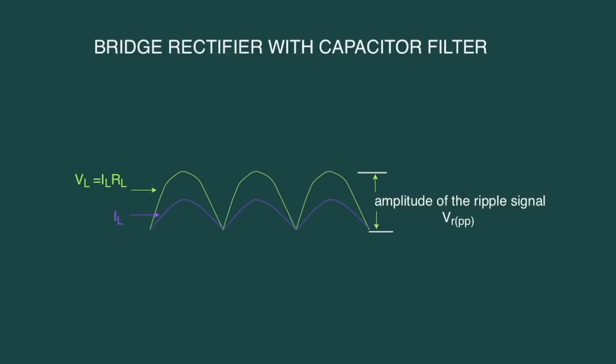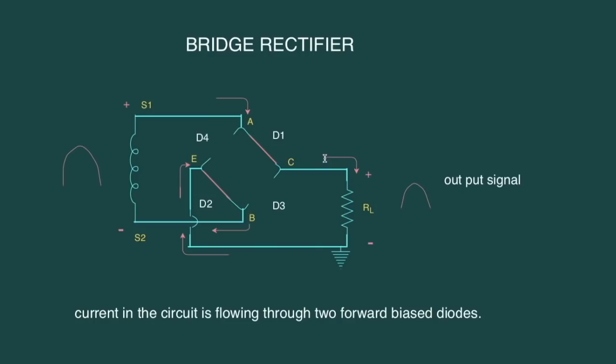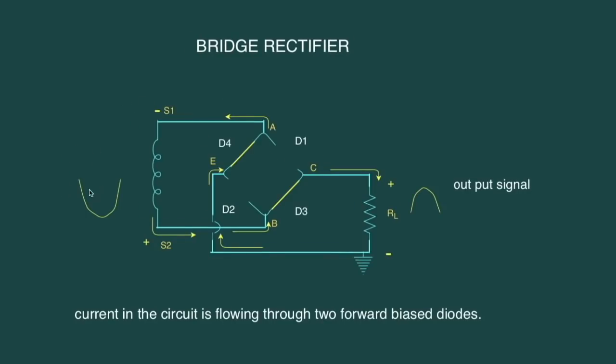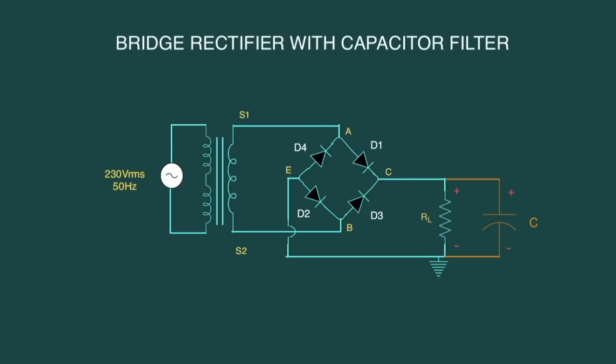Because the input to the rectifier is a time varying signal, current flowing through the load resistance of the rectifier is a time varying signal, and hence the voltage across the load resistance, that is IL into RL, is also a time varying signal with the same variation as that of the load current. The current flowing through the load resistance is flowing through two forward bias diodes during the positive half of the input signal. In the same way, during negative half of the input signal again, current flowing through RL is coming through two forward bias diodes.